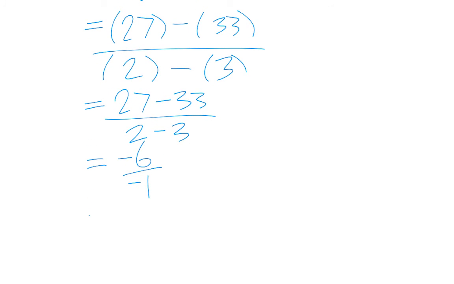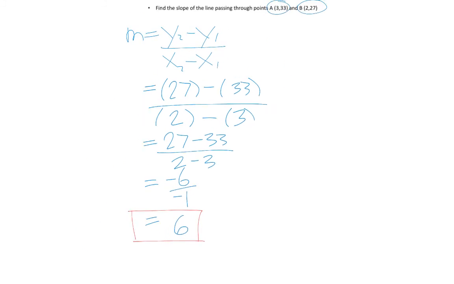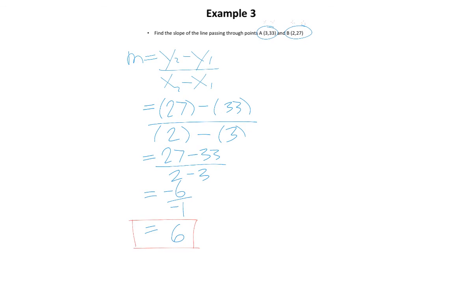If you recall, 6 divided by 1 is just 6. A negative divided by a negative is positive. Therefore, you don't write any sign in front of the 6. And our slope is 6. And that is how you can figure out the slope of a line using 2 points and when not given a diagram.